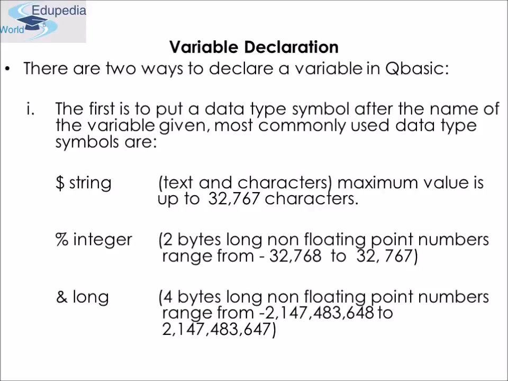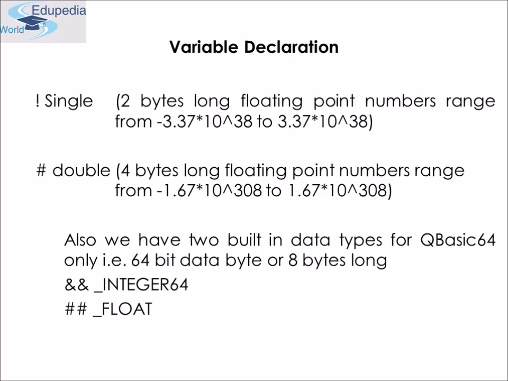Then comes the long, which is a 4-byte long non-floating point number. It ranges in millions, and the particular sign for it is the ampersand sign. Then come the 4-byte and 8-byte long floating point numbers, which support the fractional part, containing a decimal part. For single floating point number, the sign used is the exclamation mark. Similarly, for a double floating point number, the mark used is the hash sign.